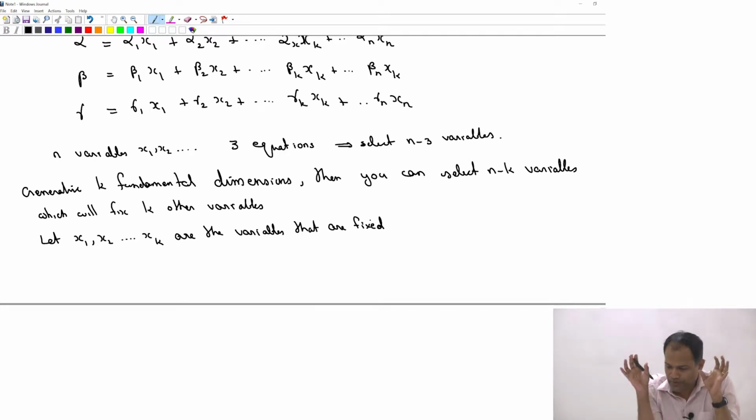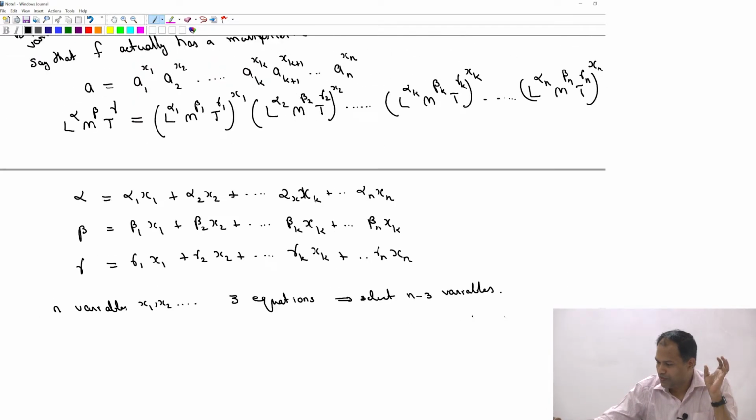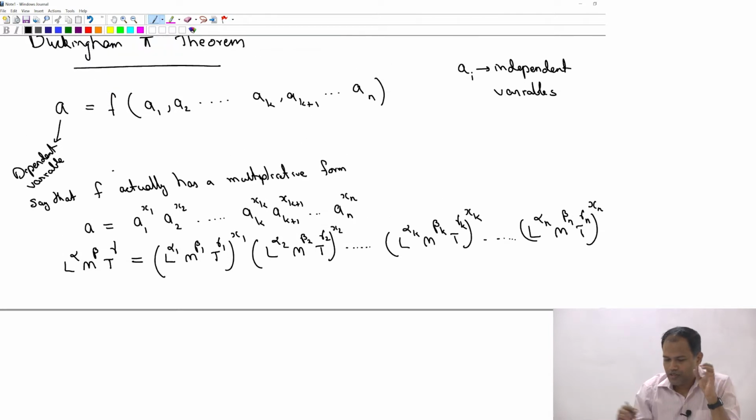So let me just try to tell again, what are we trying to do? We have got a dependent variable a which is a function of lots of independent variables. By writing down the dimensions, I have found that I can't have any arbitrary number of powers that I can assign to any of the variables. If I talk about 3 fundamental dimensions, then I can independently choose only n minus 3 variables, and that means I will be fixing 3 of them, right? 3 of them will be uniquely determined.